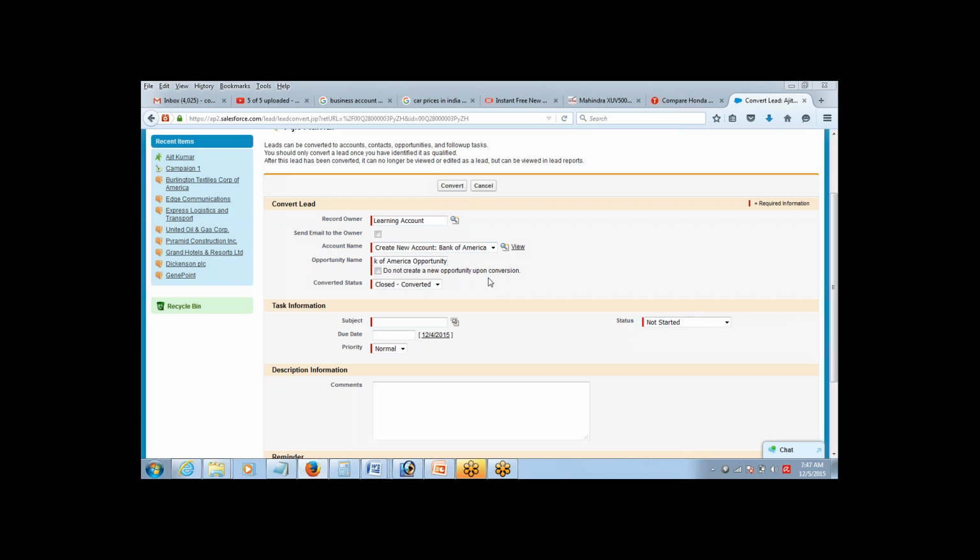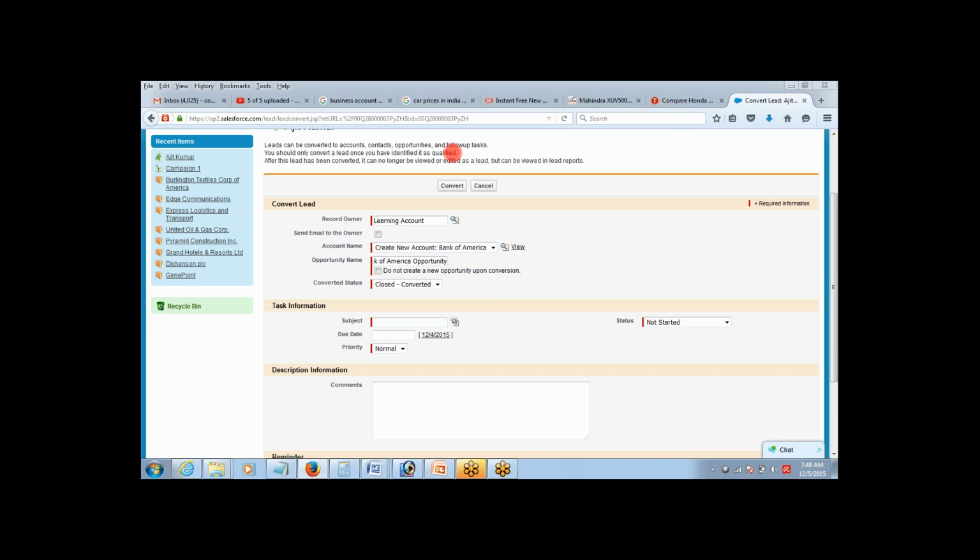Okay. Now, if you look at this here, you will see you should only convert a lead once you have identified it as qualified. So basically, now you might be thinking, why did we even create a lead? Why didn't we straight away create an account and contact?